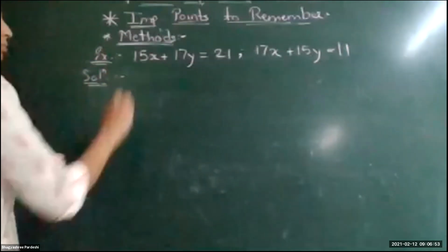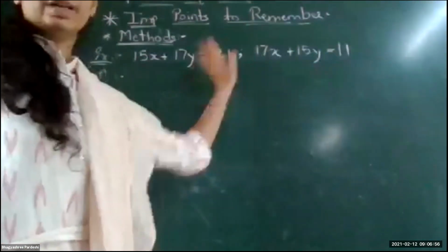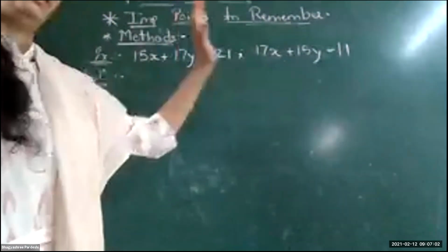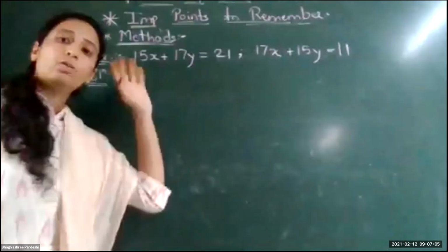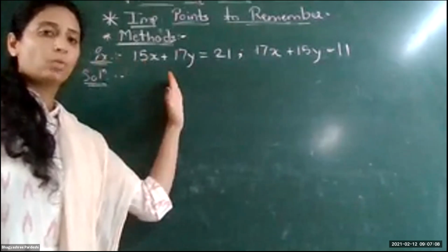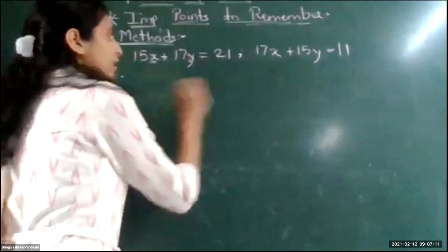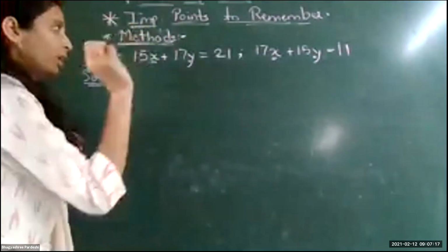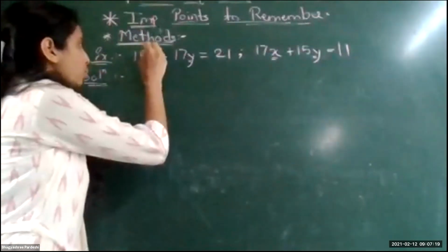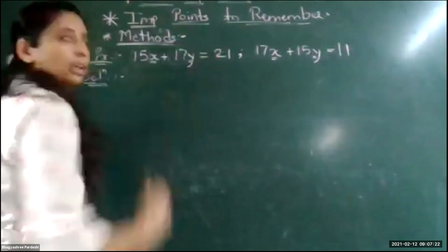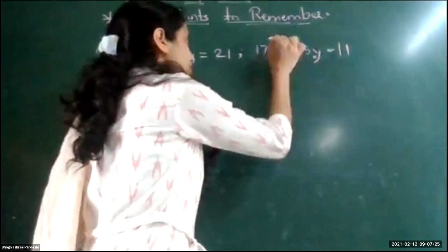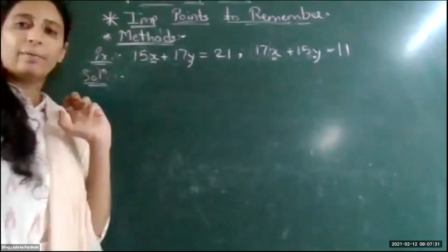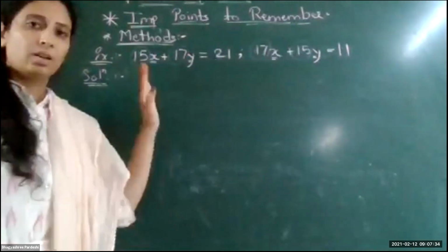Now, two equations are given. This is one linear equation and this is another linear equation, so these are nothing but simultaneous equations. What we have to do is solve these simultaneous equations, which means finding the values of x and y. Now look here, students. In both equations the coefficients 15 and 17 are there, but the thing is that 15 and 17 change their positions.